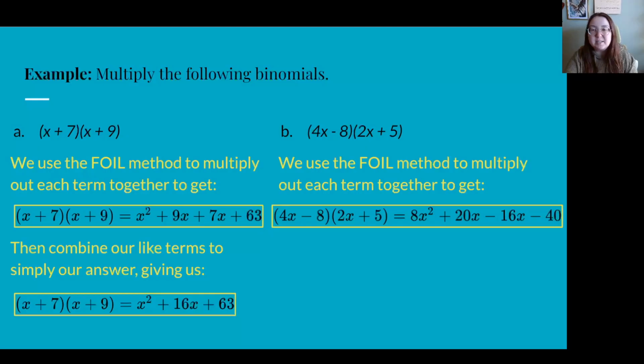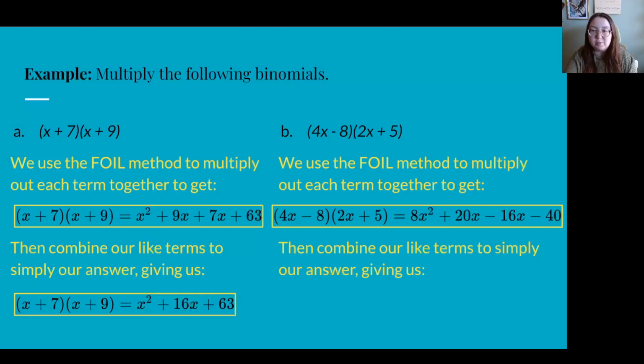Now, when we have minuses, we typically treat that as a negative, and instead of adding a negative, we usually just write subtraction. But you can always write adding a negative or plus a negative number if you'd like. So we have 8x squared plus 20x minus 16x minus 40.